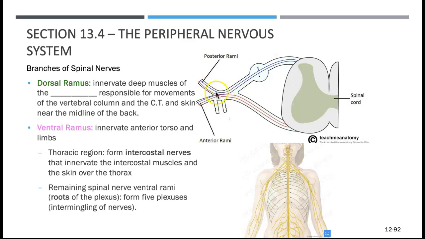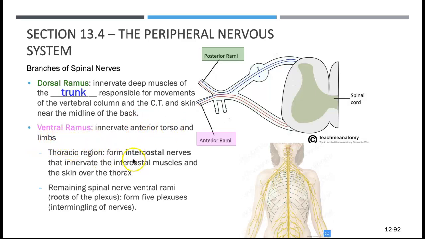So once we pass this spinal nerve, we are then going to go out what we call rami. Rami is plural, ramus is singular. So this dorsal ramus or posterior ramus is going to innervate our deep muscles of the trunk, and it's responsible for movement of our vertebral column and the connective tissue and skin near the midline of our back. So typically this ramus is going to be smaller than our ventral ramus or anterior ramus because this is going to be in charge of supplying more things, our anterior torso and all of our limbs.